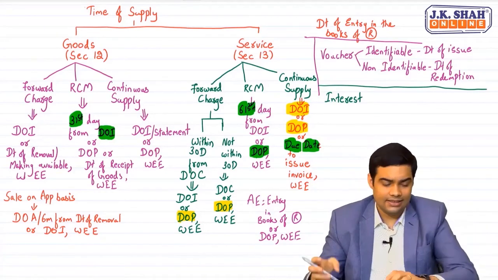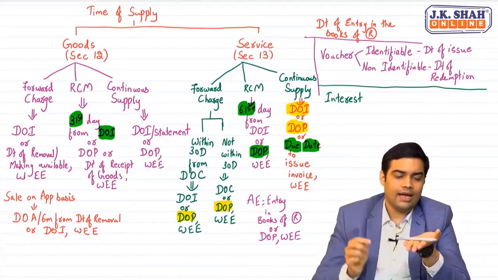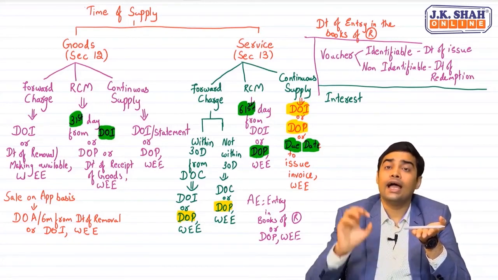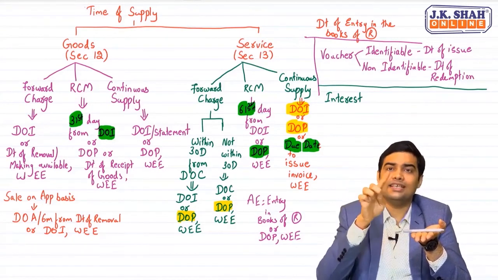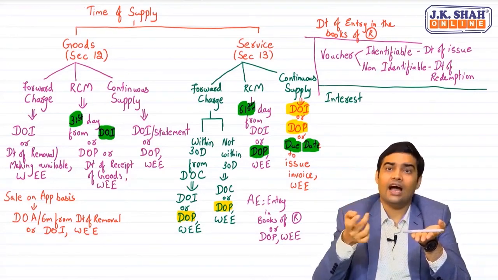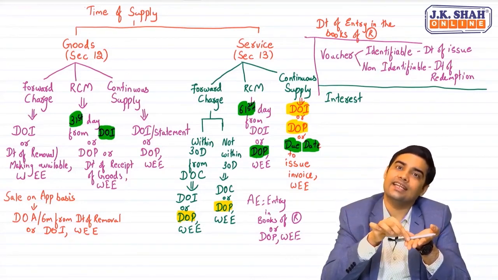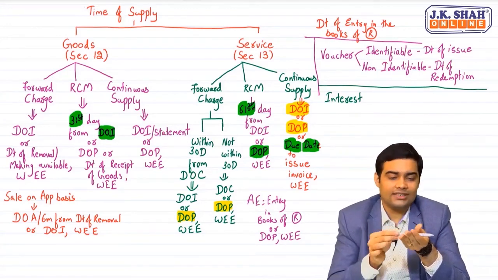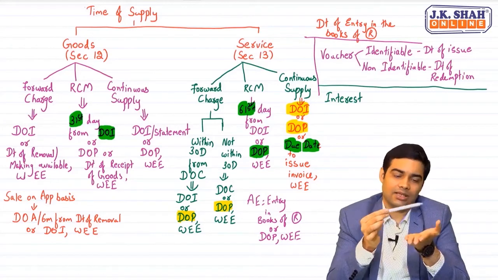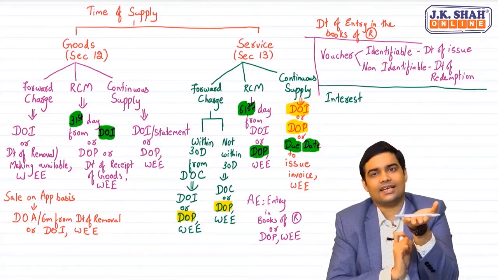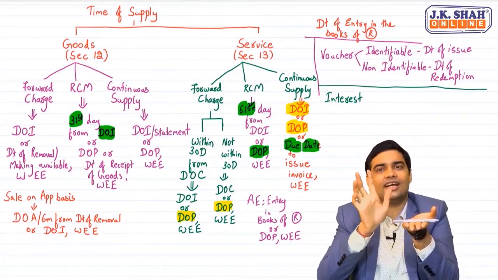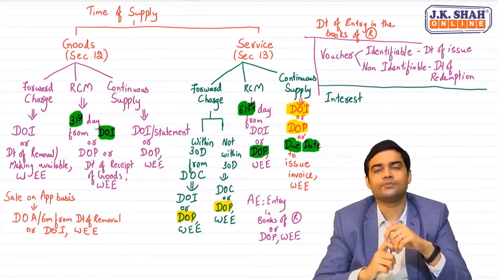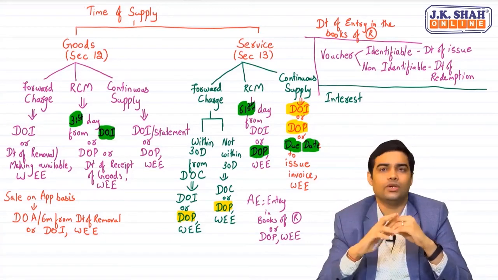For instance, say suppose I am selling pens. Pens are liable at 12% and the other person delays payment. I charge interest. Then that interest would be liable to GST. Why? Because the underlying supply was taxable. If the underlying supply is taxable, then interest earned on that will also be liable to GST. Don't forget this. Otherwise, interest would be exempt.